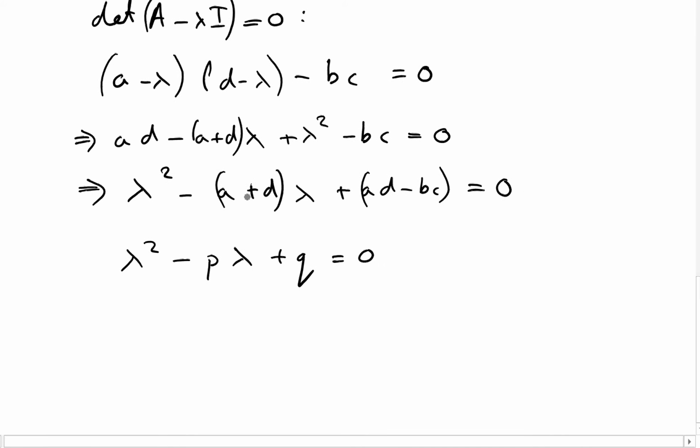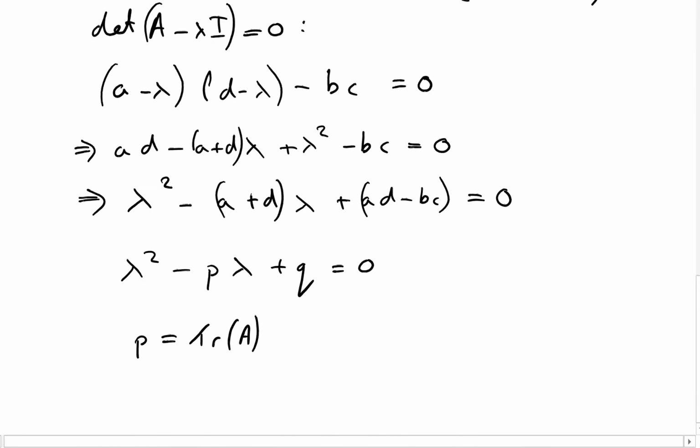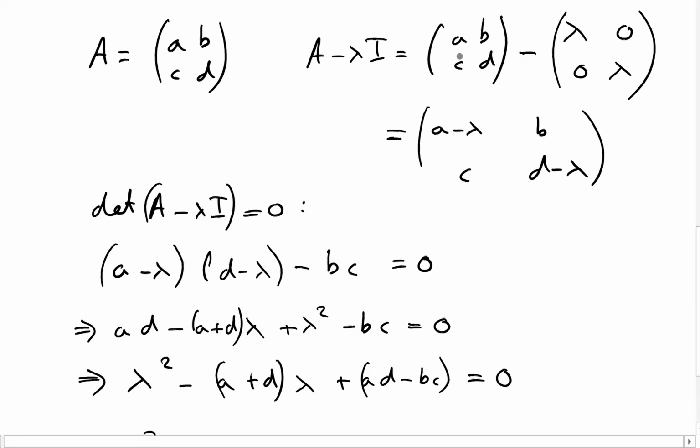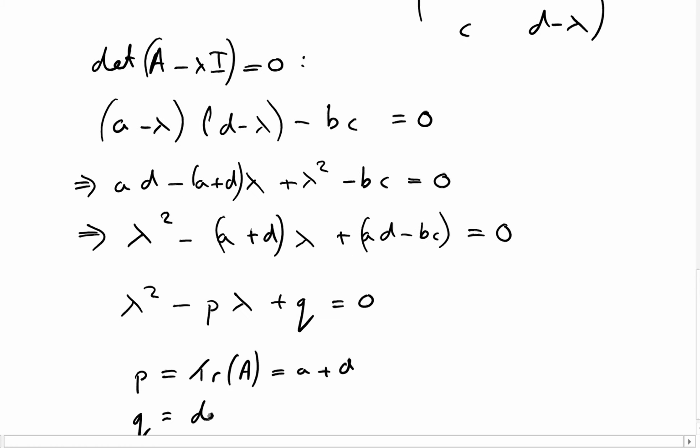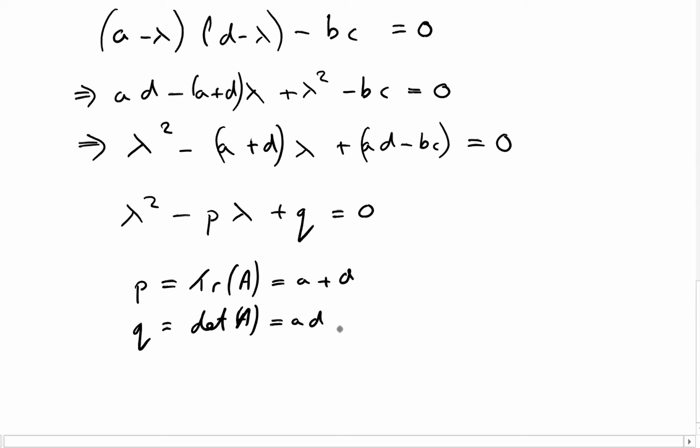Where P is something called the trace of the matrix A. So P is the trace of A, and that's just the leading diagonal, so A and D added together, so that's equal to A plus D. And Q is just going to be equal to the determinant of A, and that's clearly just going to be equal to AD minus BC.